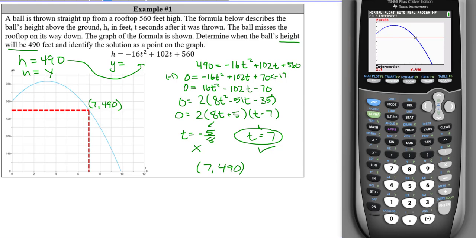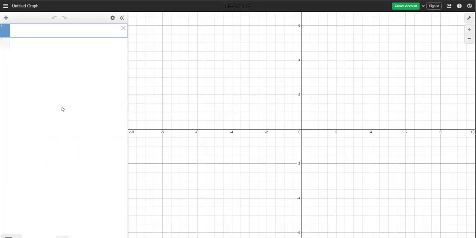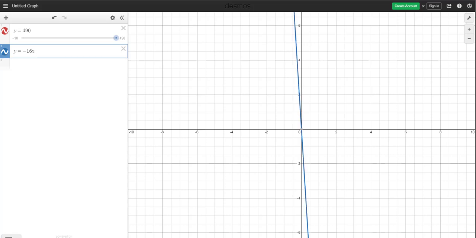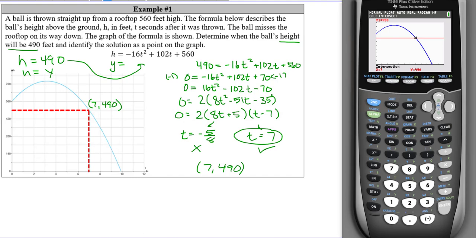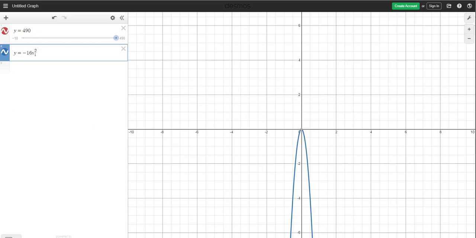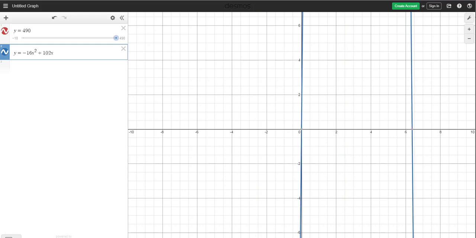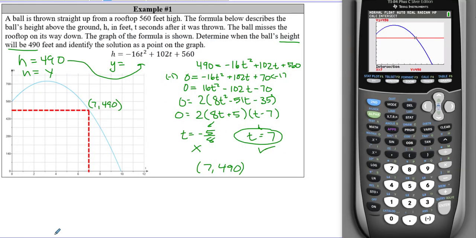And then as usual, remember I said you could do it on Desmos. So we said we were looking for y equals 490. And then what was our function? Negative 16x squared. Here, let me pull it back up. Plus 102x, and then we had plus 560.